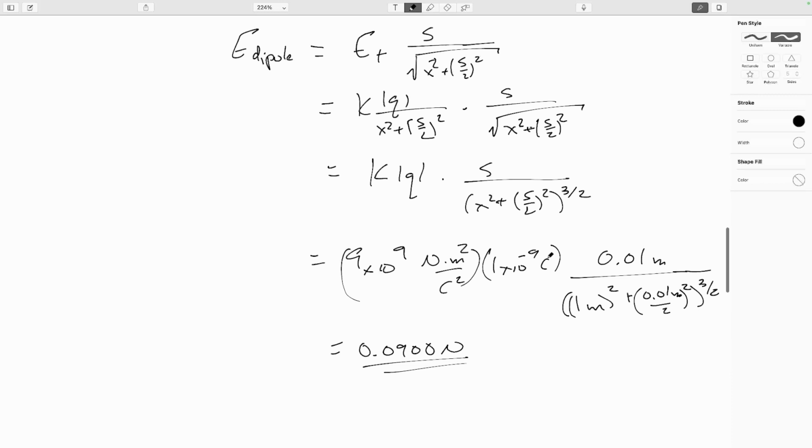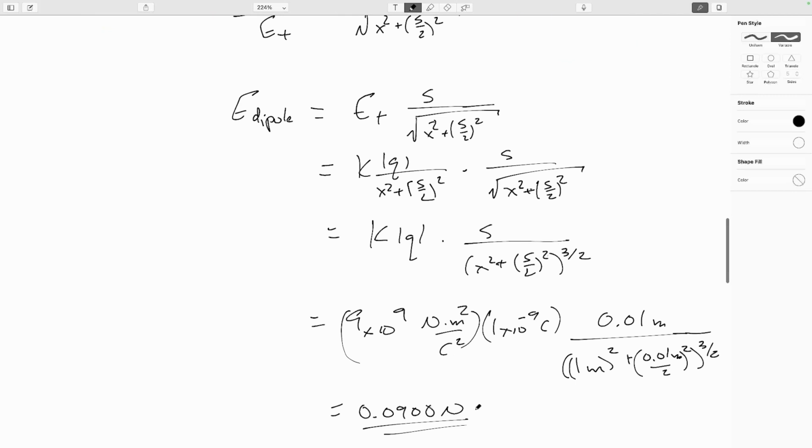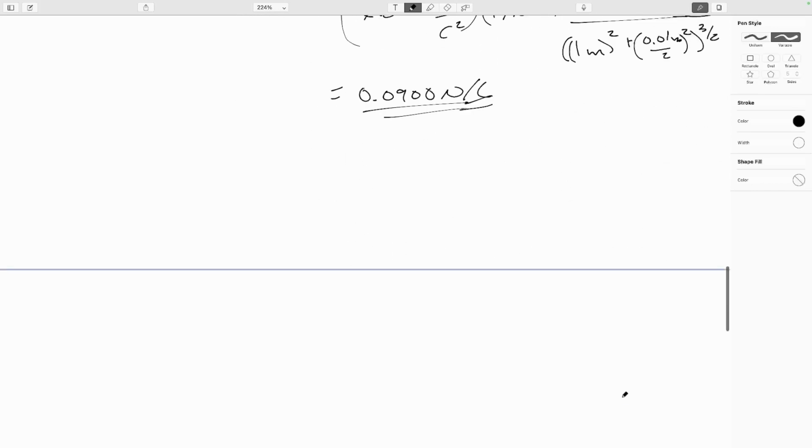And again, in either case, I've now calculated what the electric field is at that point. And if I choose to put a charge at that point, to find the electric force on that charge, I would take that 0.09 newtons per coulomb, times it by however many coulombs of charge I put at that location, and that's the force that it will feel. Okay.